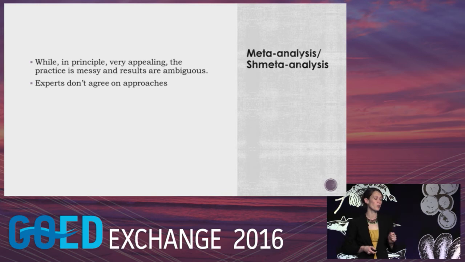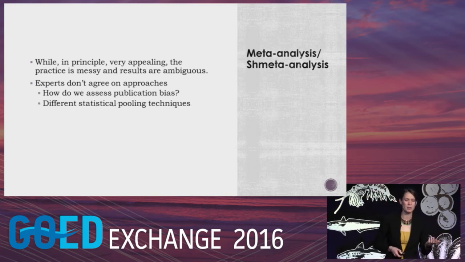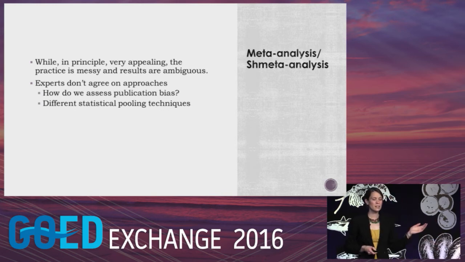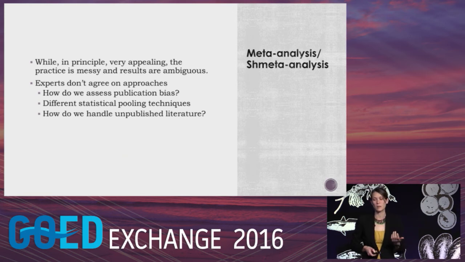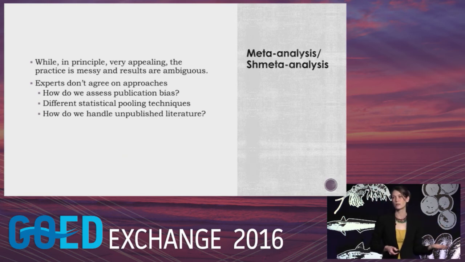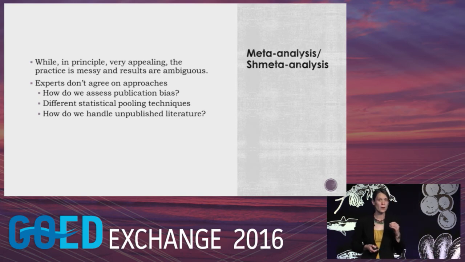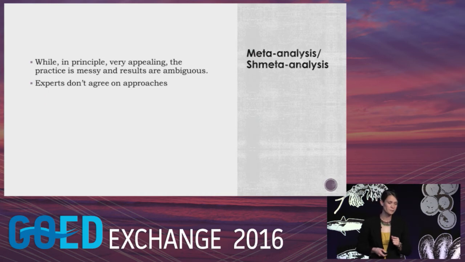Next, experts don't agree on approaches. How do we assess publication bias? There's different statistical pooling techniques that can be used. How do we handle unpublished literature? Okay, these are all things that are still in development in meta-analyses, and the methods are still very much in debate.